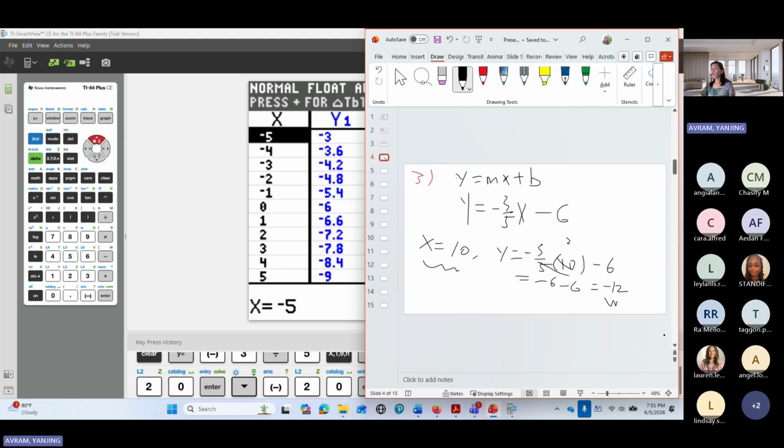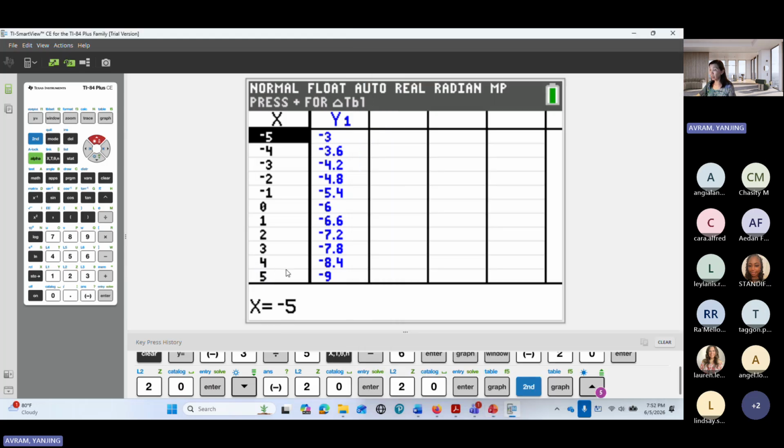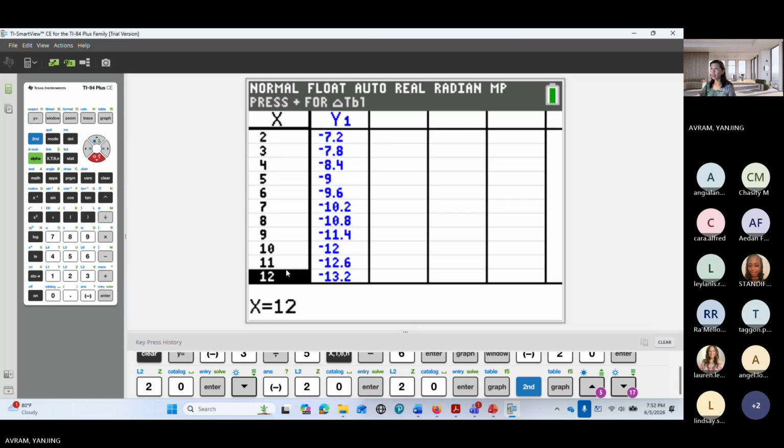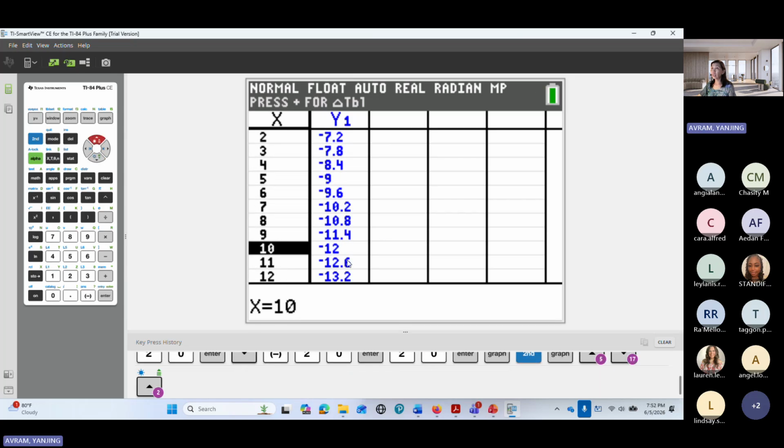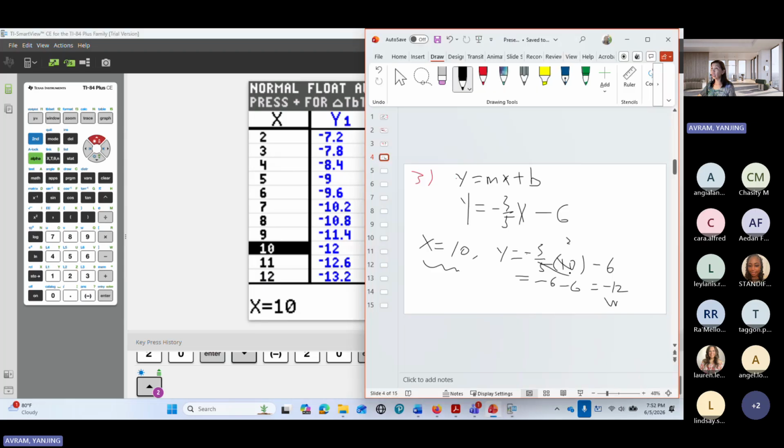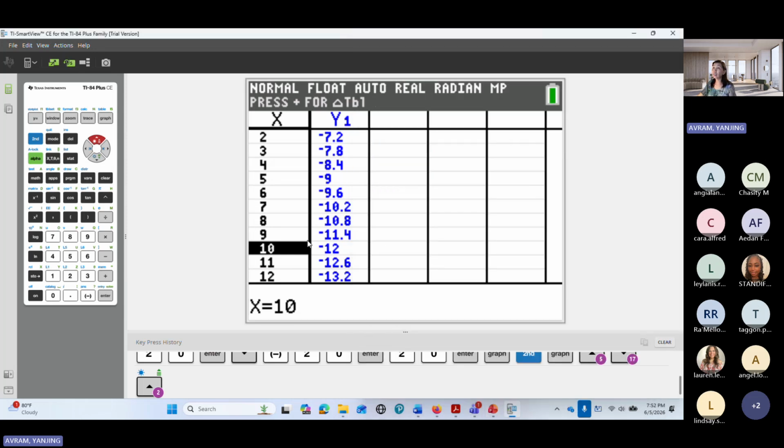Okay, but if you do not want to calculate this one by hand, you can come back to the table to look at it. So we can go all the way down here when x equals 10, right? Oh yeah, when x equals 10, y is -12, right? So we just calculated when x equals 10, y is -12. So if you do not want to calculate this manually, you can use the calculator.